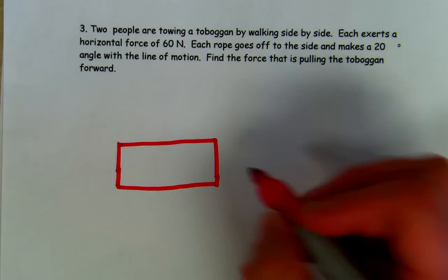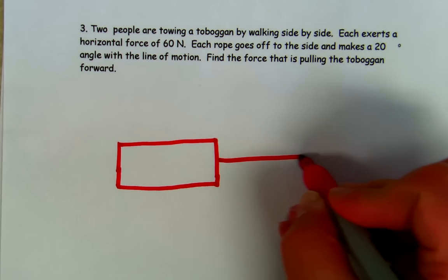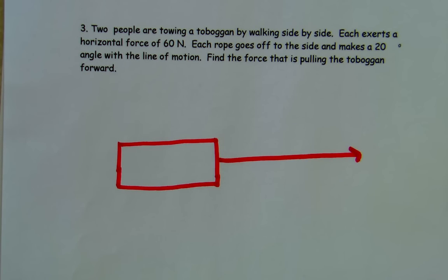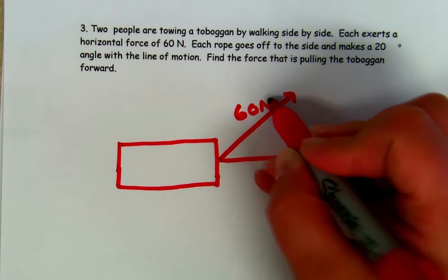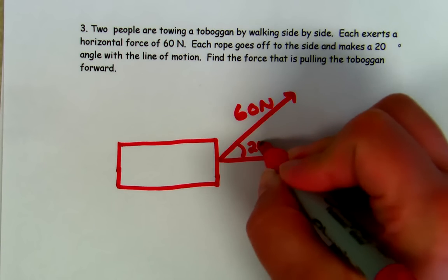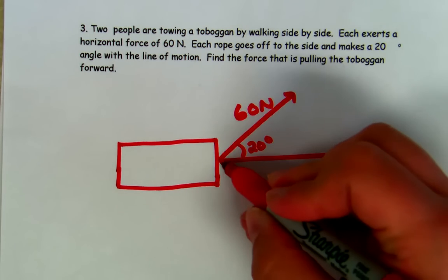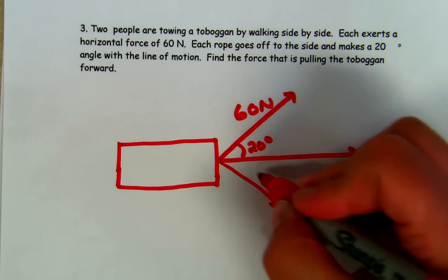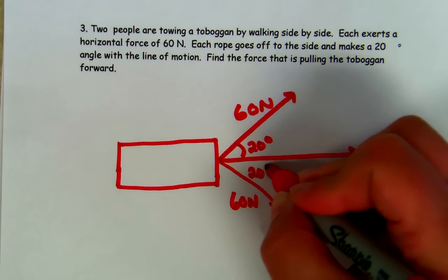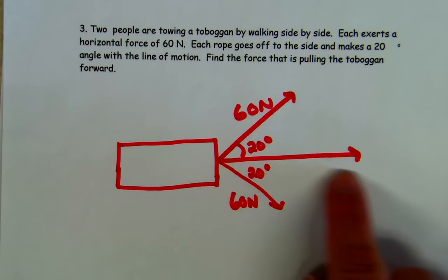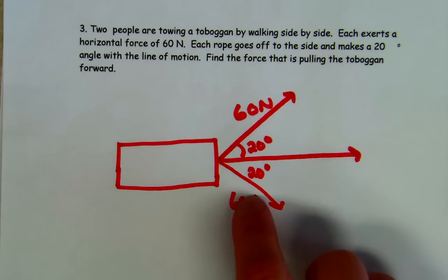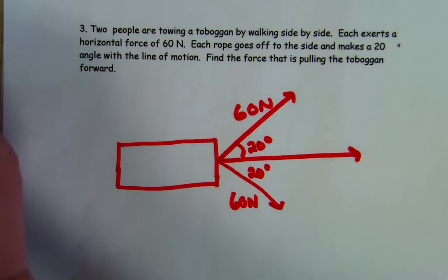So there's the toboggan. There's the forward motion of the toboggan. Here's one force of 60 newtons, and I know that angle is 20 degrees. Here's another force of 60 newtons, and again, that angle is 20 degrees. Now, the horizontal force, or the force pulling the toboggan, is the resultant of these two forces together.